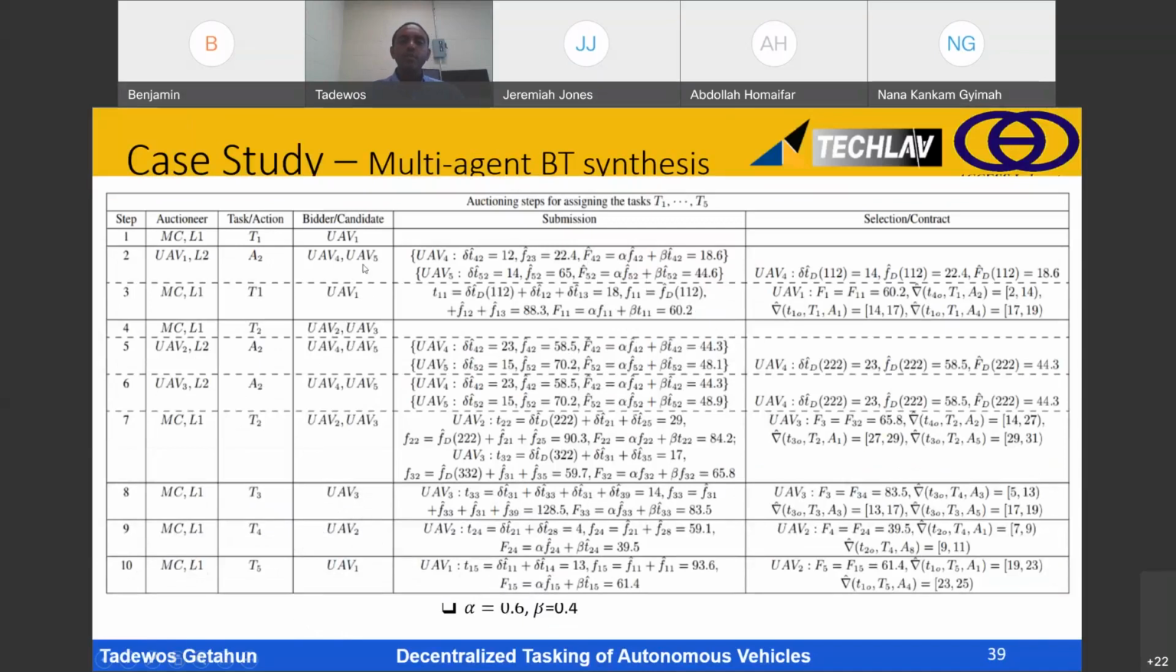And the cost for performing reconnaissance by UAV 4 and UAV 5 is shown here. For UAV 4, it is 18.6. For UAV 5, it is 44.6 because they are at different distances, and the cost is a function of distance. They have different costs. So after computing, the cost for UAV 4 is smaller, so UAV 4 will be selected to perform the task, to be part of task 1. So the agent that is selected will be UAV 4. And this will be for the final task 1 assignment.